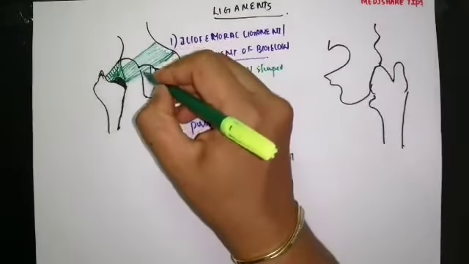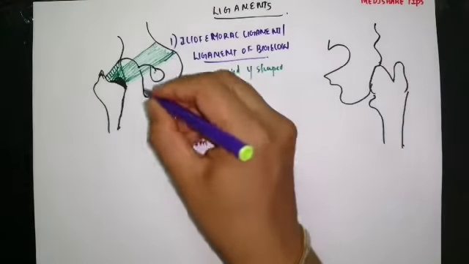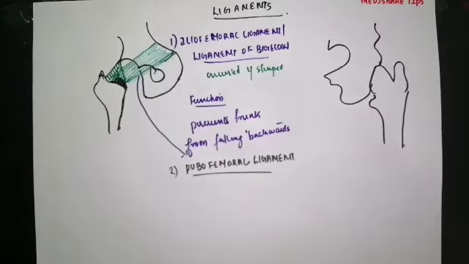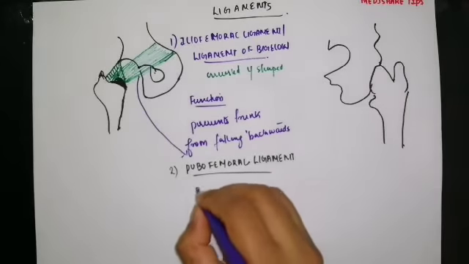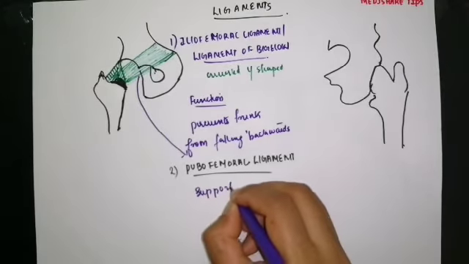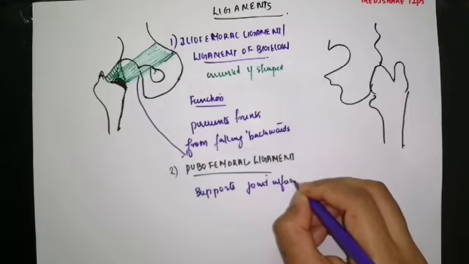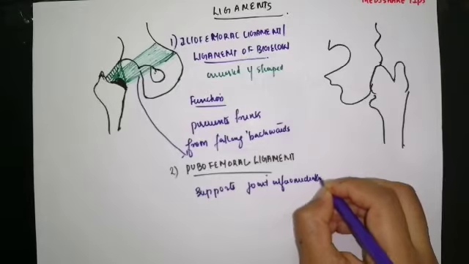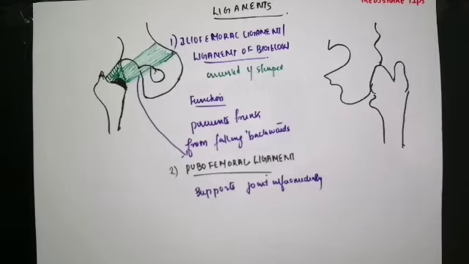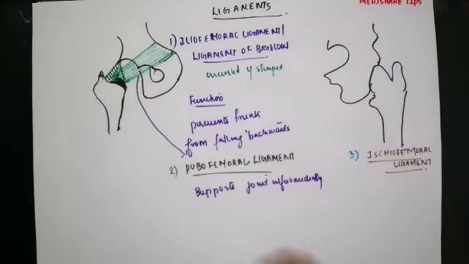So this one is the pubofemoral ligament. Now, so what is the function? It supports the joint inferomedially. Now you have another ligament, so the next ligament is the ischiofemoral ligament.